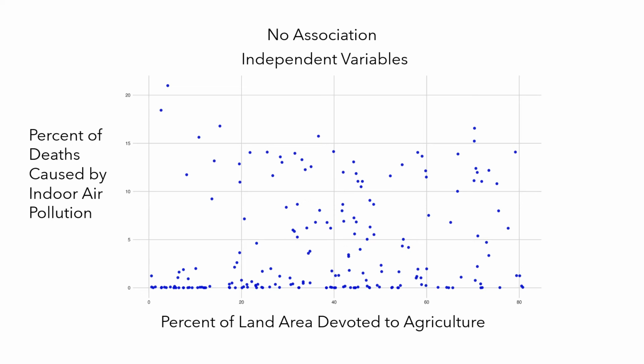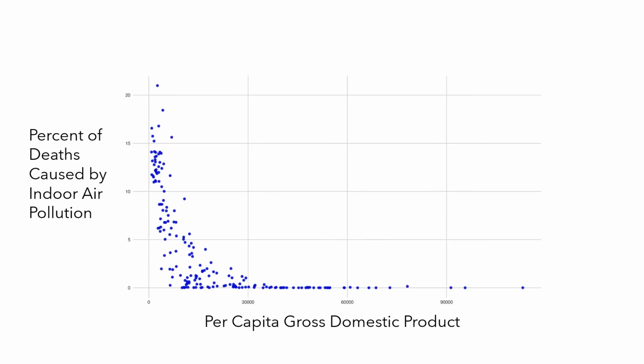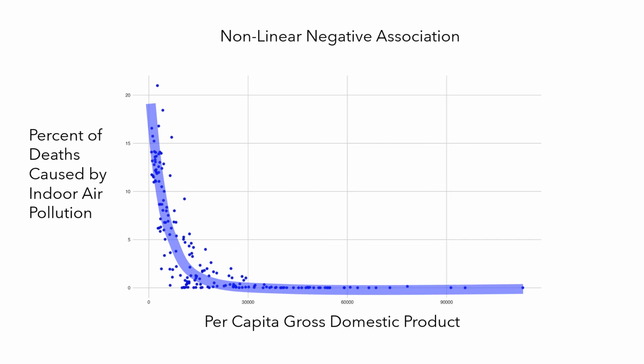Let's take a look at one more variable. We saw that indoor air pollution deaths were associated with the extent to which individuals were living below the poverty line. Perhaps this has something to do with the overall wealth of the country. So let's look at the per capita gross domestic product, which measures the country's economic output per person. This scatterplot appears to show another negative relationship between the variables. So as the per capita gross domestic product increases, the percent of deaths caused by indoor air pollution decreases. However, unlike before, this association doesn't appear to follow a straight line. So we would describe this as a nonlinear negative association.